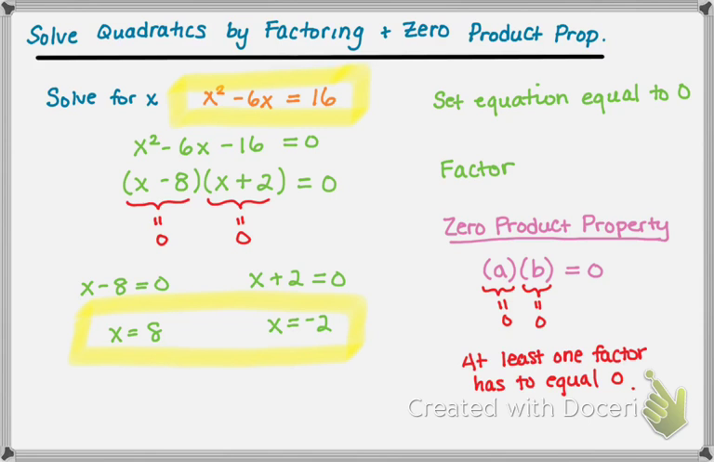And so to check to see if they both work, just in case we have any extraneous solutions, we put it back in. And we have 8 squared minus 6 times 8, does that equal 16? And then negative 2 squared minus 6 times negative 2, does that equal 16? And we want to check to make sure that they both work.